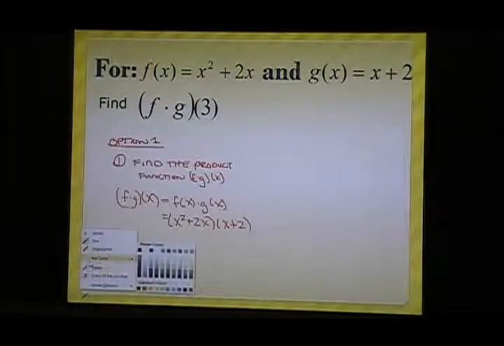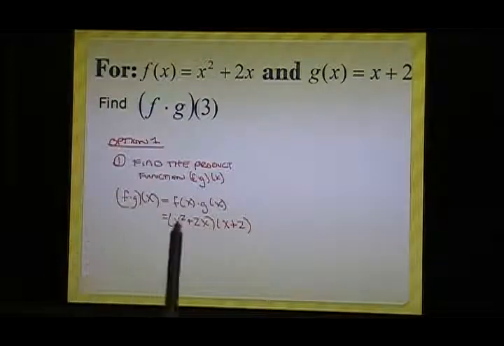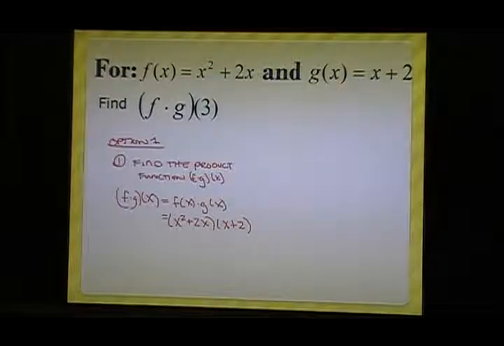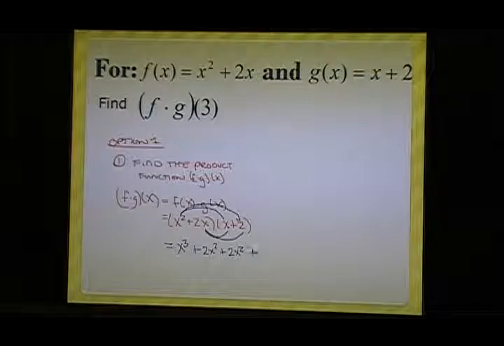To do this multiplication, we're multiplying two binomials, so I must FOIL. First times first, that is x to the third. Outer times outer, that's plus 2x squared. Inner times inner, plus 2x squared. And last times last, we have plus 4x. Simplifying, because these are like terms, gives us x to the third plus 4x squared plus 4x. So this is our product function.